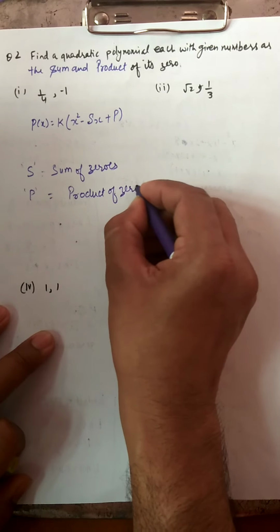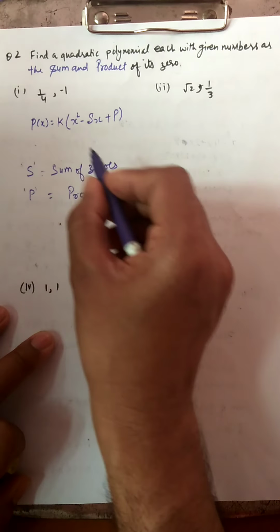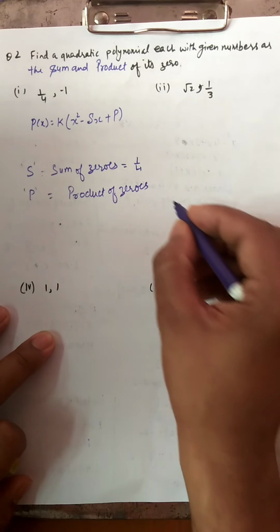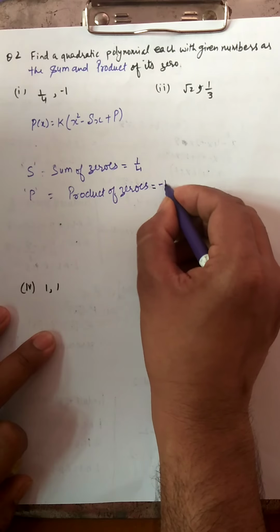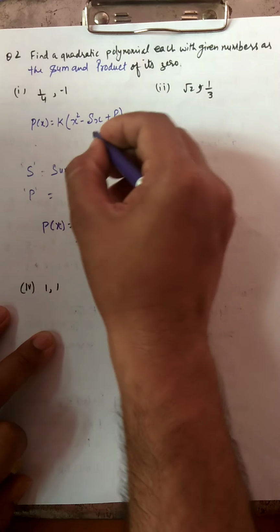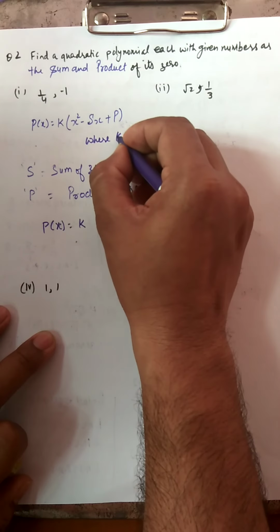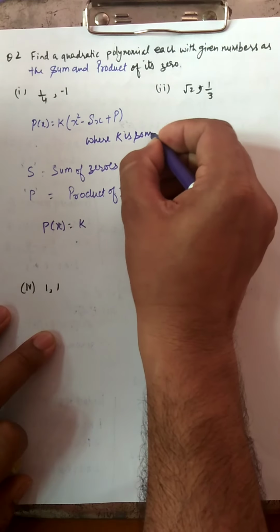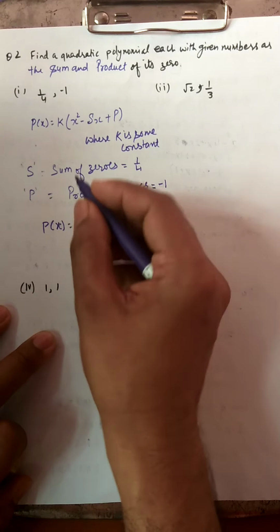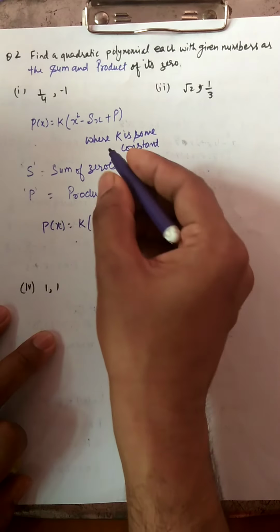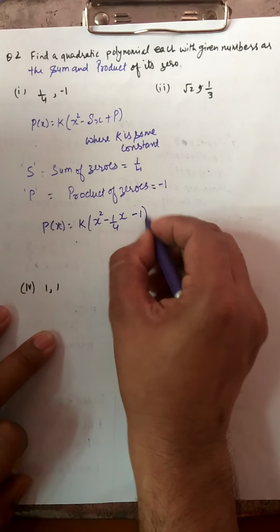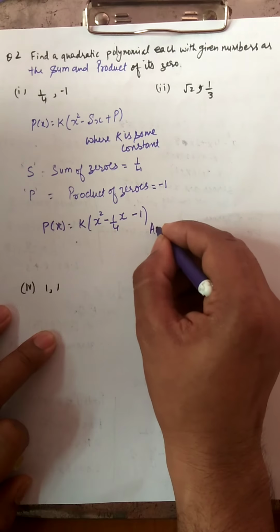So now in the first part, this value is given to you as 1 by 4, and this value is given to you as minus 1. So your answer will be p(x) = k, where k is some constant, times (x² − (1/4)x + (−1)), so plus minus 1. So this is your answer.